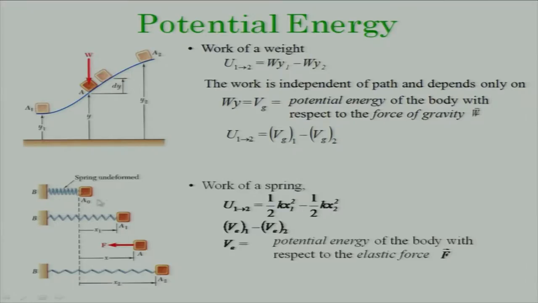Similarly, the potential energy stored in the spring will be exactly opposite. The work done will be equal to half kx1 square minus half kx2 square, and the potential energy stored in the spring will simply be equal to half kx square with respect to a certain datum. We will come to this point a little bit later.